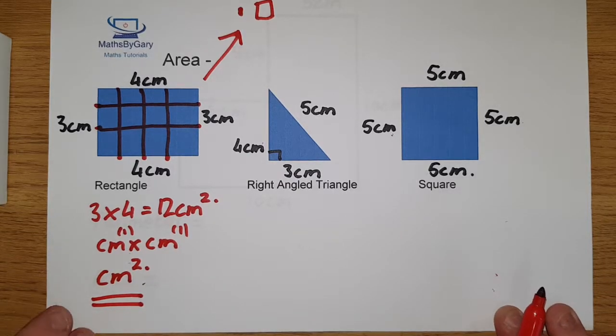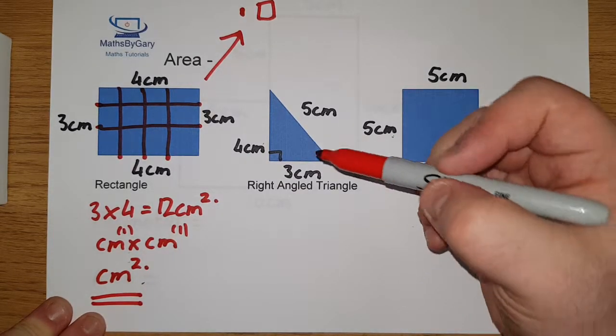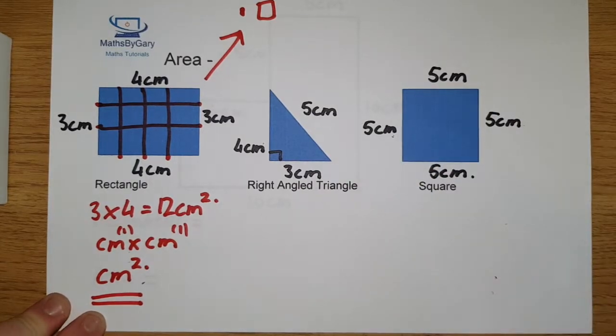So moving on to the area of the right angle triangle. How do we find the area of the right angle triangle? Well, in fact, there are two ways to do this.